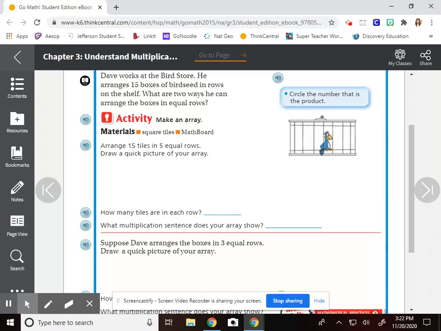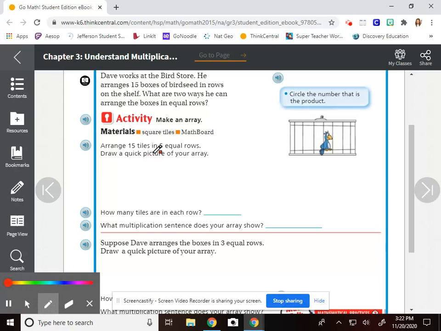So we're going to make an array. Now, if you have your math manipulatives at home, please take out your counters and you can make the array for yourself on your table or desk. I'm going to draw the array here on my page. So you can do the same thing in your workbook on page 171.